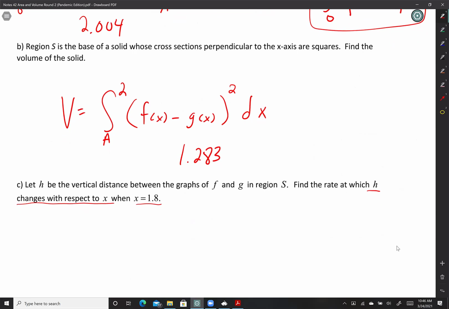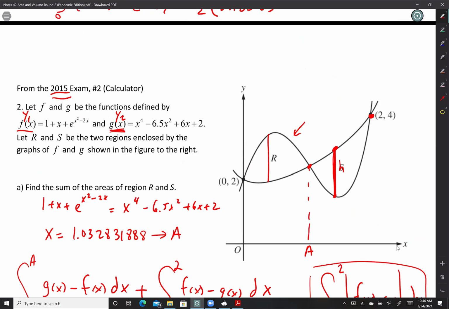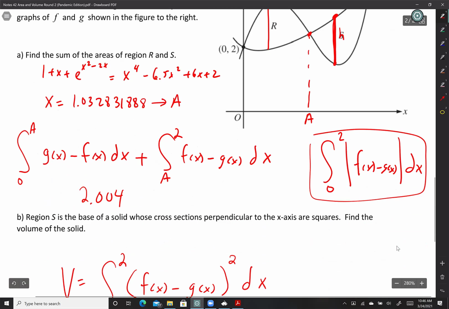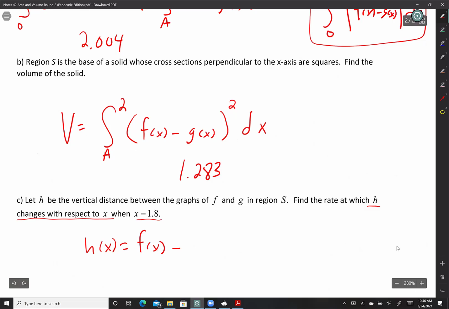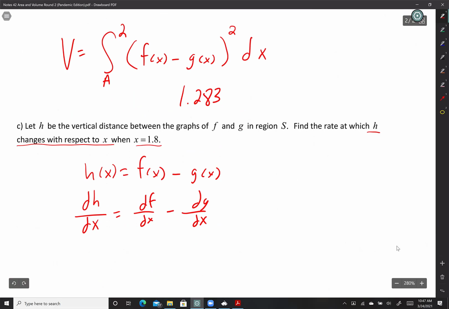Well, it sounds to me like we just take the derivative of h. What is h of x? Upper minus lower, because it's just a y value. f of x minus g of x. So all I'm doing is taking a derivative: dh/dx equals df/dx minus dg/dx. So we're just taking a derivative, guys. I don't think it's anything extreme. I think this would be full credit because it's in the calculator section. If you want to write it out, let's write it out.